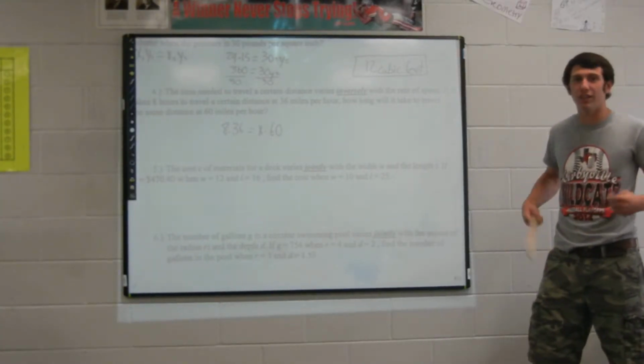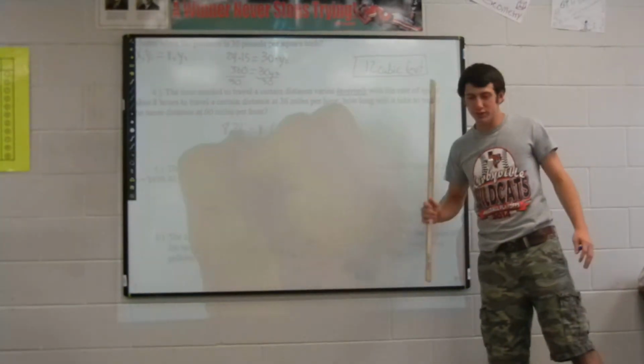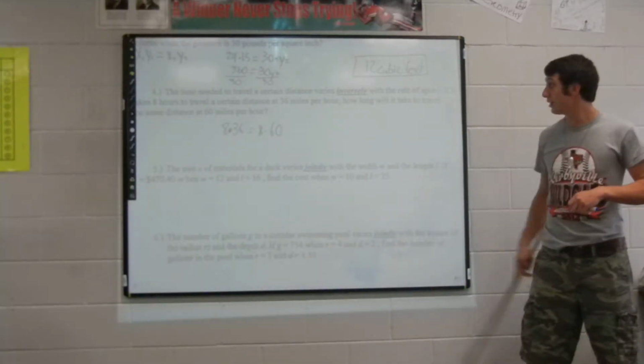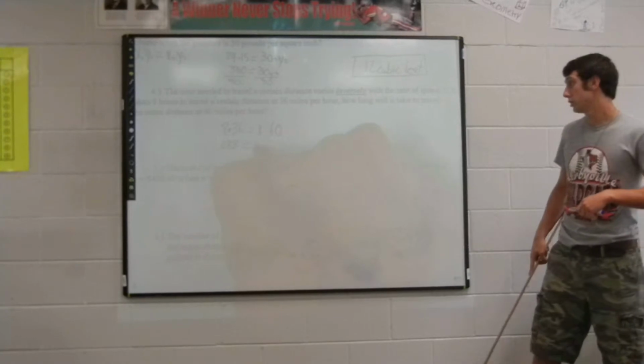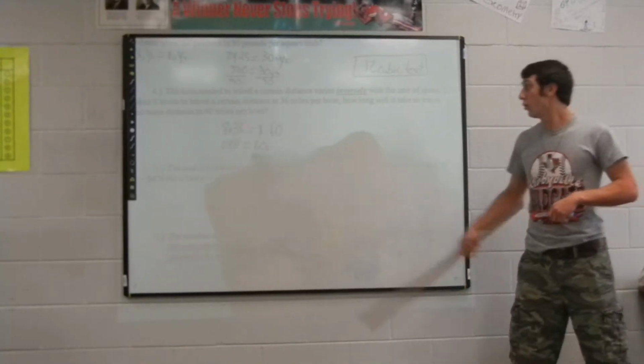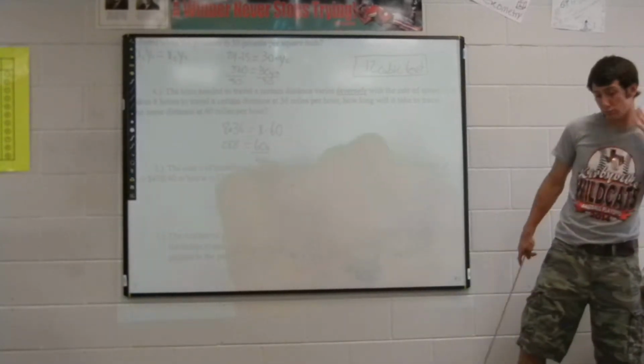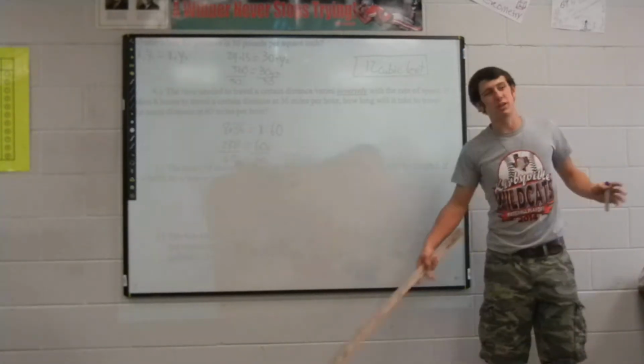Now, just like before, all you gotta do is multiply. What's 8 times 36? 288. 288 equals 60x. Now, what is 288 divided by 60? 4.8. Don't be scared about all these decimals.